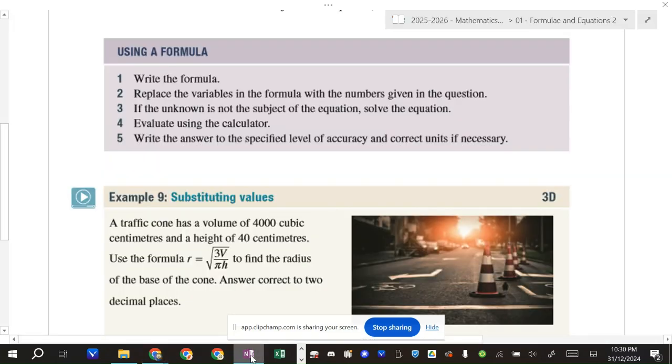All right. Example 9, we're using a formula now. You'll notice that this is very similar in scope to what I say. Write the formula. That's number 1. Number 2, we write down what we know. Step 3 is to substitute in. Step 4 is to solve. There you go. That's pretty much what we're going to be doing. So, let's do it.